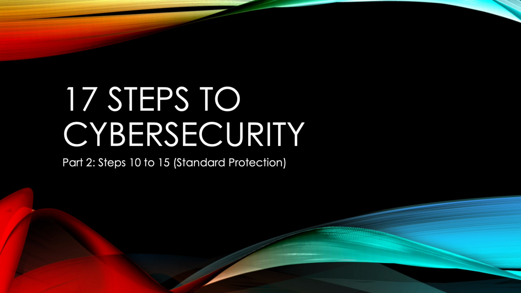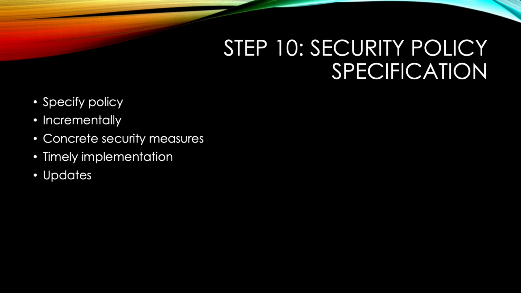We start with step 10, Security Policy Specification. In this step we need to specify a security policy for the scope we defined. You can do this incrementally and start with one part and add the next part to systematically address the risks and this way reach a certain level of security.